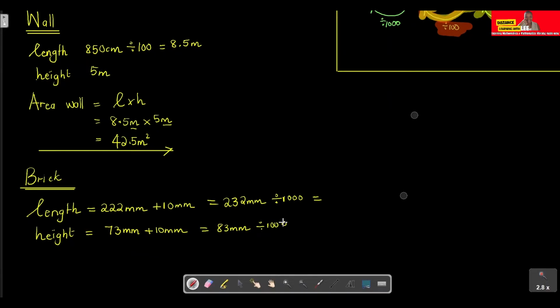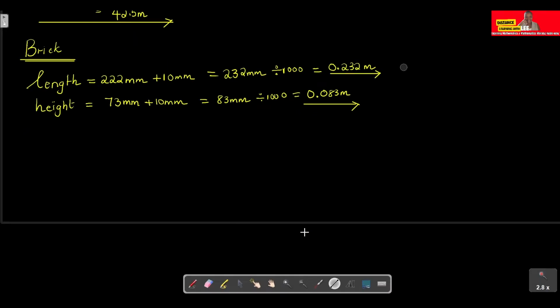Okay, so if you punch this into your calculator, you'll get that your length in meters is equal to 0.232 meters. And your height in meters is equal to 0.083 meters. So we've now got the units for the length and the height for one brick. All that we need to do now is determine the area of one brick.